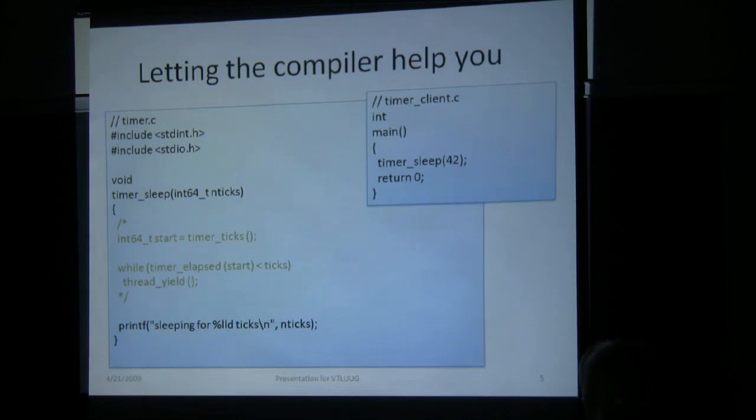Here's an example of a student, a CL3204 student, who didn't heed that warning. If you look at the code on the left, this is a function, void timer_sleep. It takes in a 64-bit integer. I commented the actual code out of that function. This is the actual code, but this is what the function does in my world. And that's the main program, timer client.